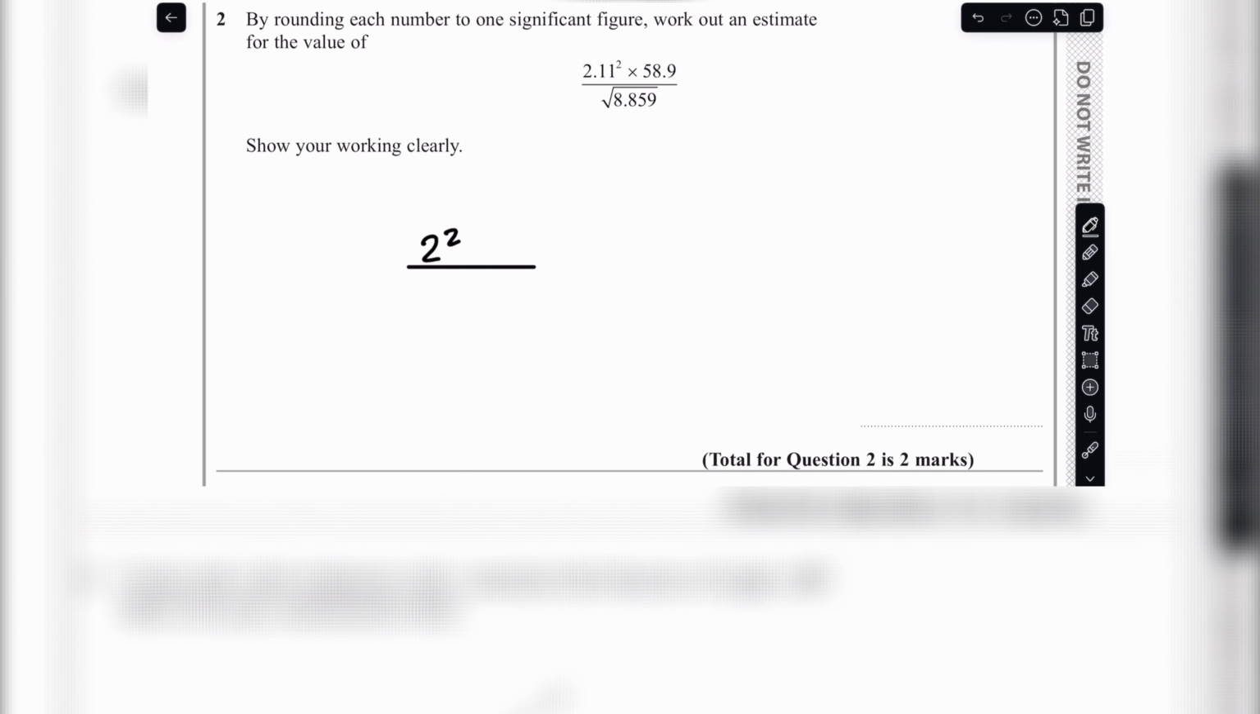And if we round 58.9 to one significant figure, that gives us 60. And 8.859 rounded to one significant figure is 9, so our denominator is the square root of 9. And if you put all of this into your calculator, you get a final answer of 80.